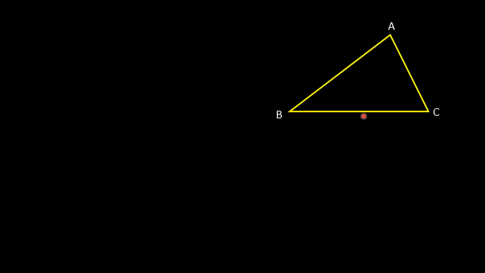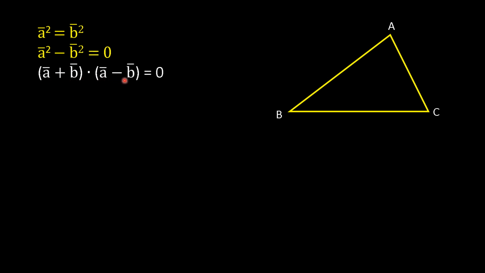In triangle ABC, we have A bar square equals B bar square, which will be a bar square minus b bar square equals 0. This can be factorized as a bar plus b bar dot a bar minus b bar. We will divide a bar plus b bar by 2. A bar plus b bar by 2 is position vector of the midpoint of AB, which is F. So we write a bar plus b bar by 2 as F bar.